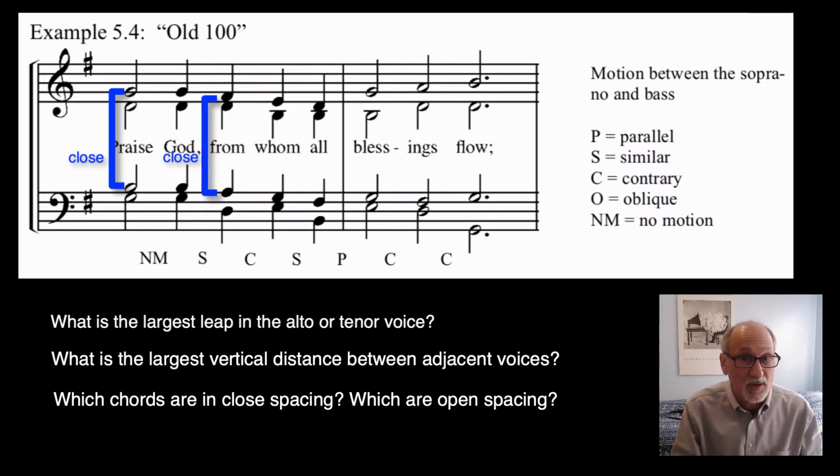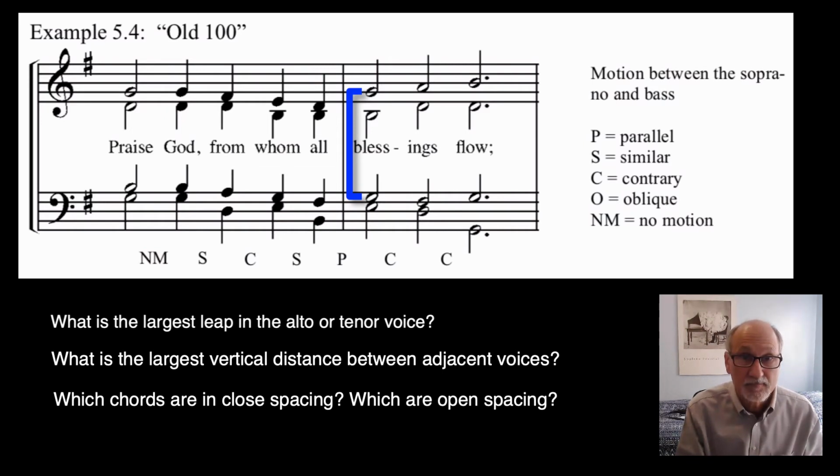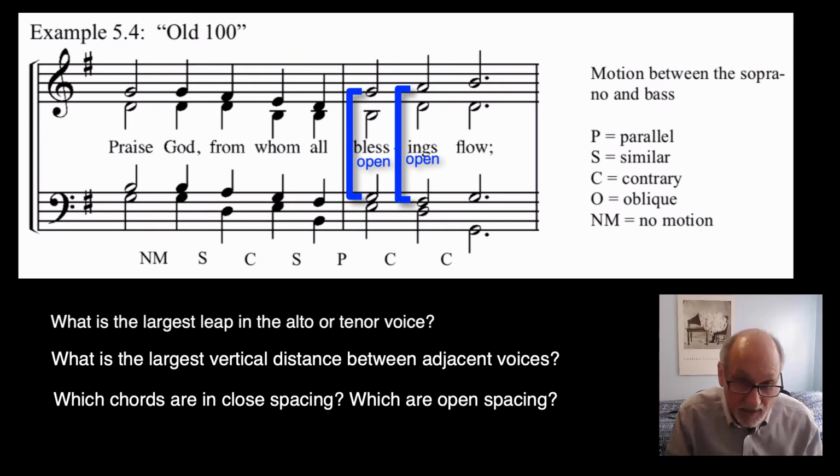At what point do you see a chord where that distance is an octave or bigger? Well, take a look at the second measure. You see the soprano is a G and the tenor is a G. Now that's an octave, so that's open spacing. And the next chord, that's the second measure. Second chord, notice the soprano is A, tenor is F sharp. Bigger than an octave, so that's open spacing.